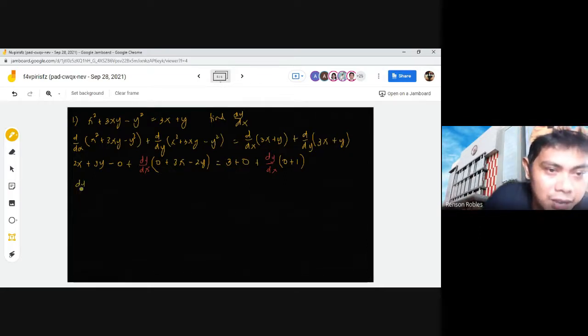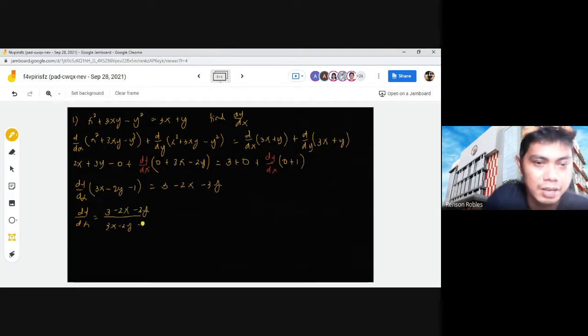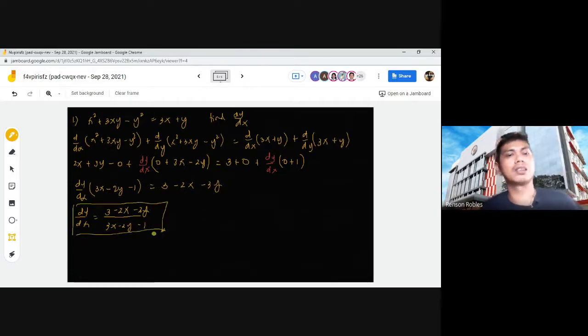Okay? And then the next step is to collect all the terms containing dy/dx and isolate all other terms. So you have dy/dx times 3x minus 2y. This is plus 1. You throw it on the other side, it becomes minus 1, equals 3 minus 2x minus 3y. And then finally, you can have dy/dx equals, you just write this on the denominator: 3 minus 2x minus 3y all over 3x minus 2y minus 1. And this is your dy/dx obtained by implicit differentiation.